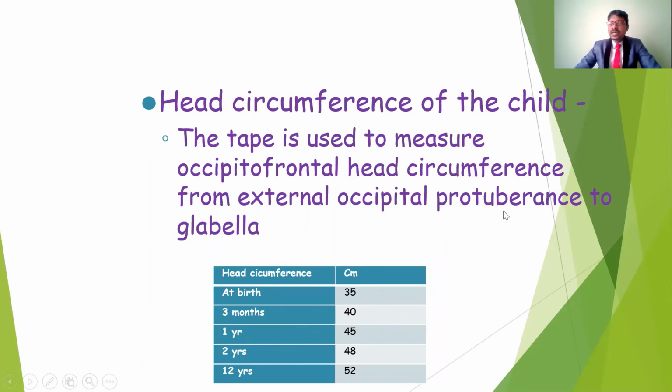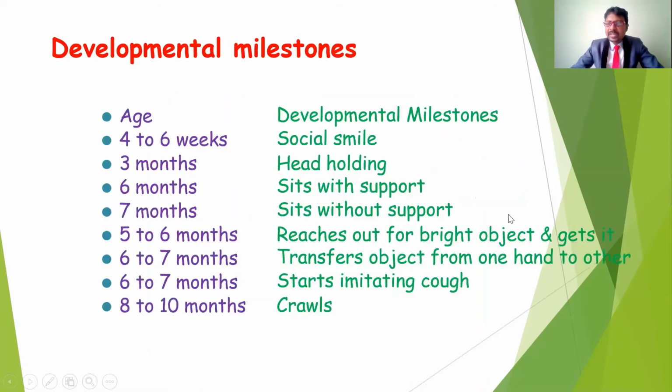Here we have to use the measurement tape and check the head circumference. This tape is used to measure the occipitofrontal head circumference, from the external occipital protuberance to the glabella. So we have to check from here up to here. This gives clear information about the head circumference size, how the development is going, and also milestone development. If we know the normal milestone development, we can easily recognize where they are having the abnormality.